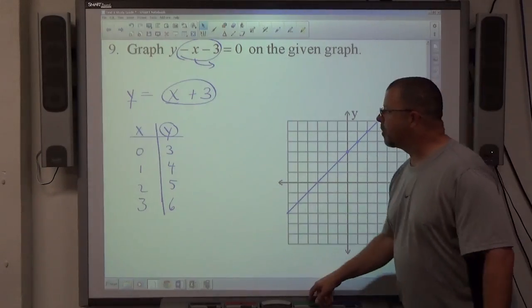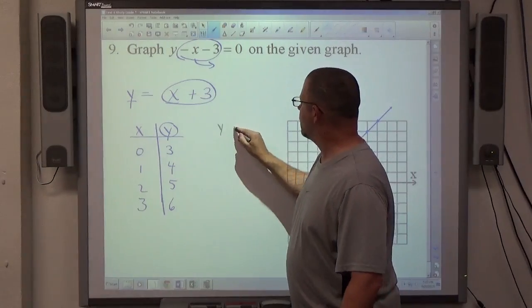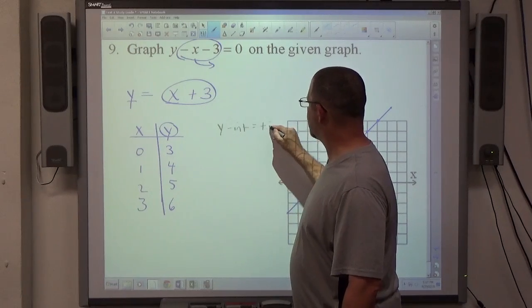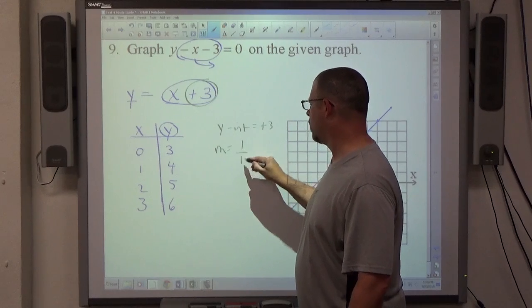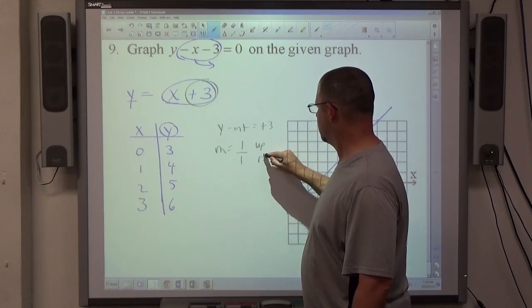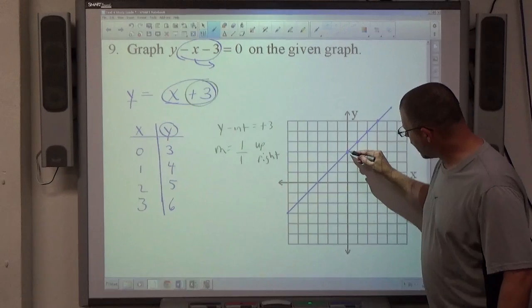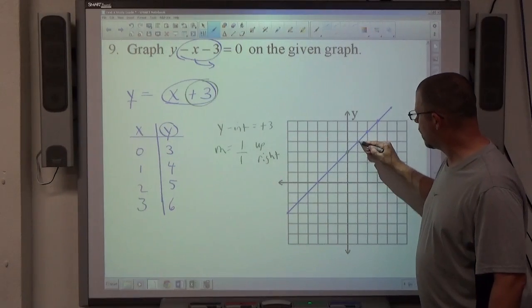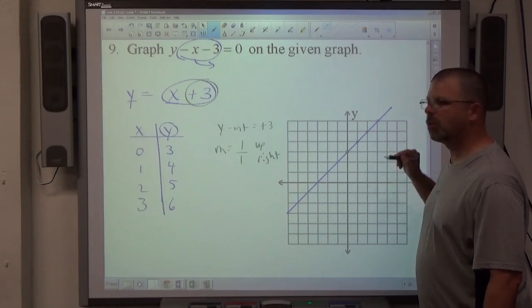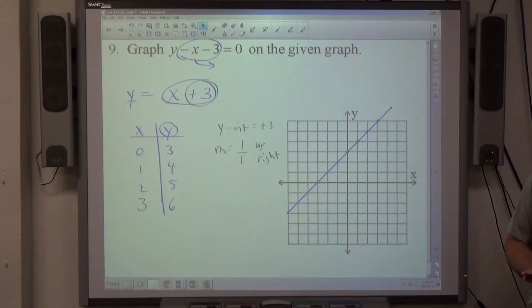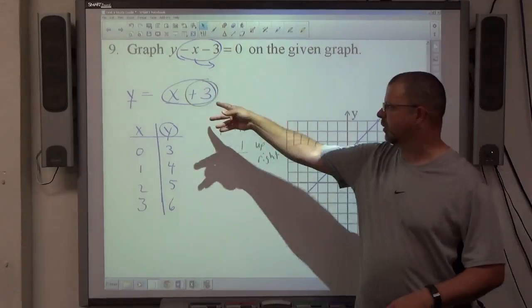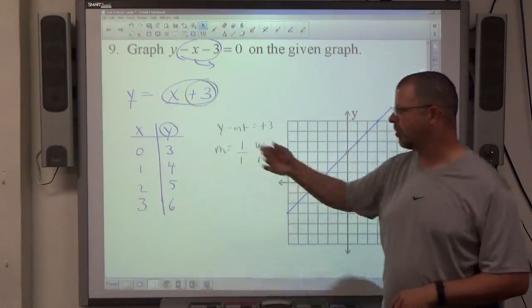If I had done slope-intercept method of graphing, my y-intercept is equal to positive 3, because that's this number. The slope is equal to 1, which is 1 over 1. y-intercept of 3, every time I go up one, I go right one. I get the same points. So again, take your pick, they both work. This tends to be more efficient, but for just x plus number, I think the chart's just as efficient.